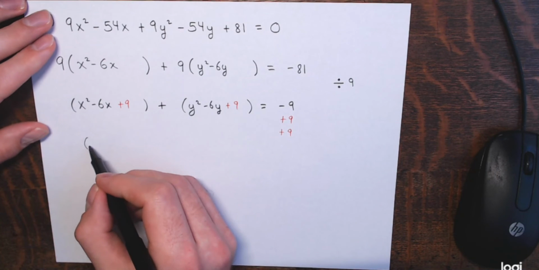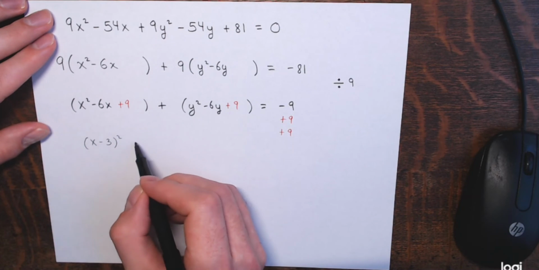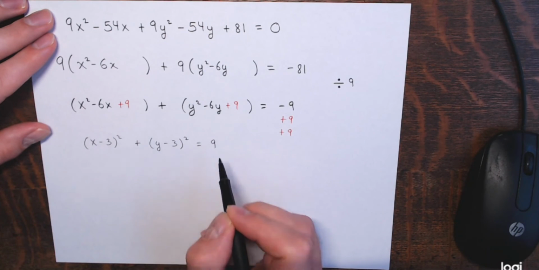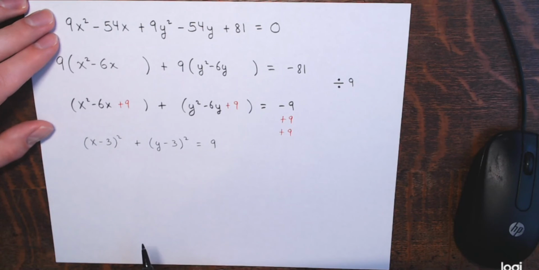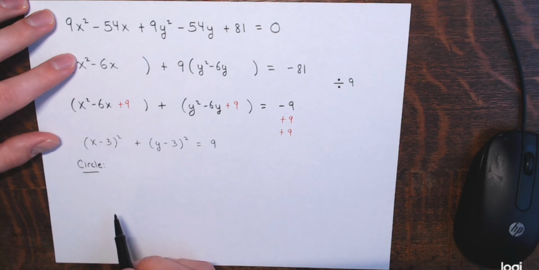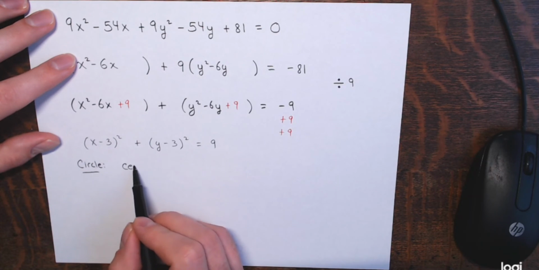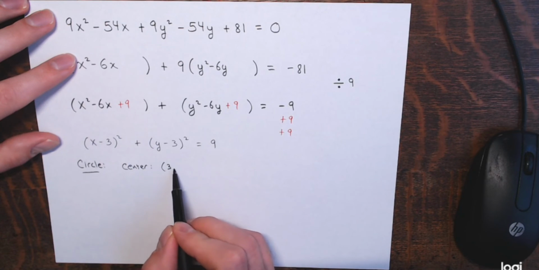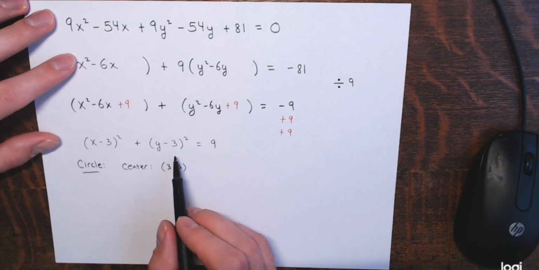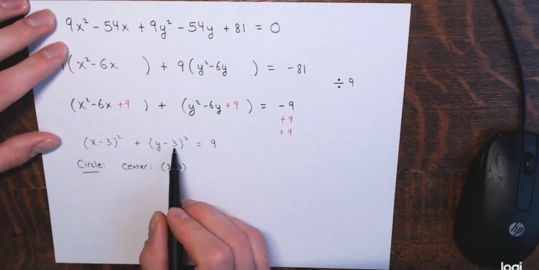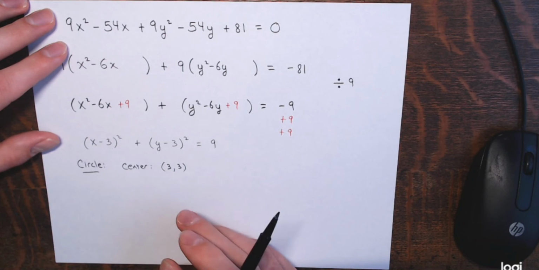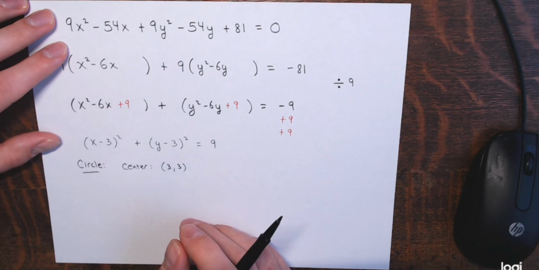And so we have the quantity x minus 3 squared plus the quantity y minus 3 squared equals 9. And this is a circle, with a center at 3, 3. Right, 3 for x, 3 for y. And in both cases, if you divide through by 9 and get it to be like x minus 3 squared over 9 plus y minus 3 squared over 9 equals 1, you'll see that there's no major axis, no minor axis. Right? You're going the same distance in all directions.